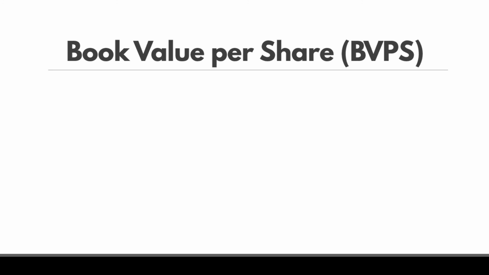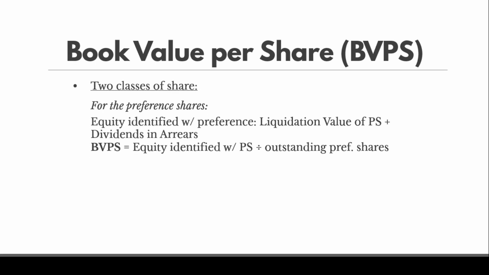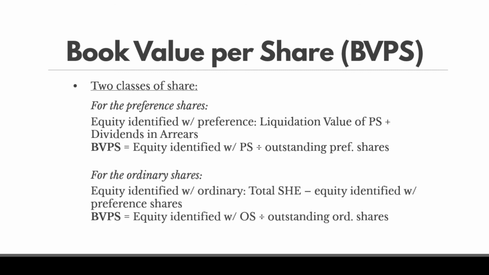However, if we have two classes of shares, we have to compute for the equity identified with preference and ordinary. So, to compute for the equity identified with preference, ina-add natin yung liquidation value of preference shares plus yung dividends in arrears niya. So, after that, we will divide that by the number of outstanding preference shares to get the book value per share of the preference shares. For the ordinary share, yung total shareholders' equity, ima-minus lang natin yung equity identified with preference share since, di ba, residual interest yung napupunta sa ordinary shares.